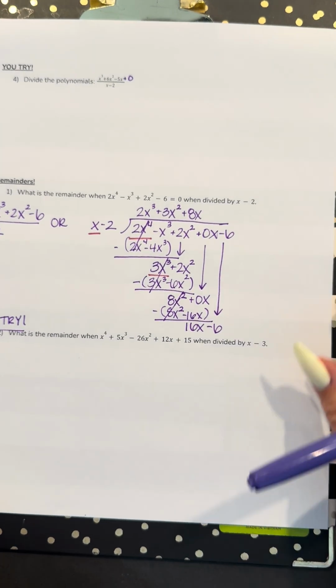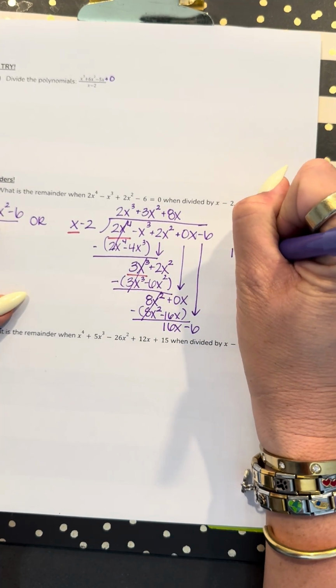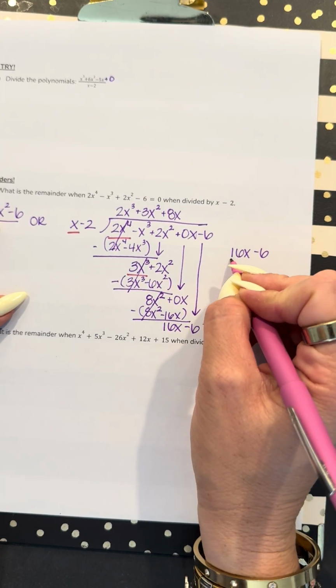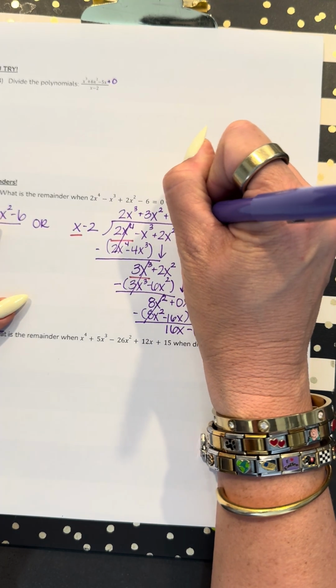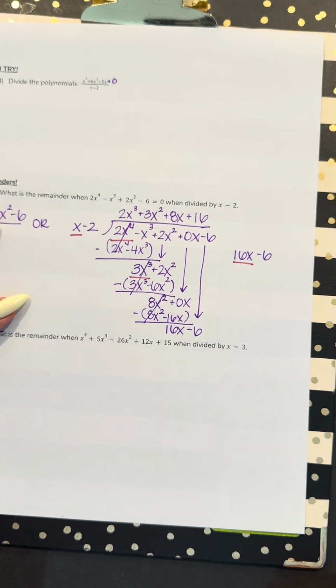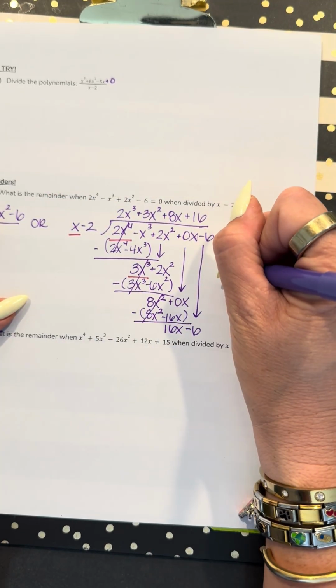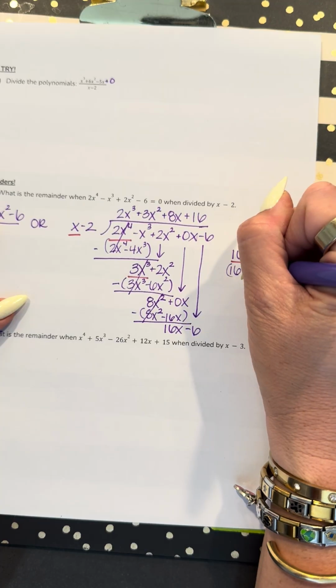I'm going to go ahead and continue off to the side. I'm going to make a new column. Hopefully you can follow along with me. So next, what multiplies to this guy right here? X times what is 16x? Well, that would be 16. In my parentheses, 16 times x is 16x. 16 times -2 is -32.